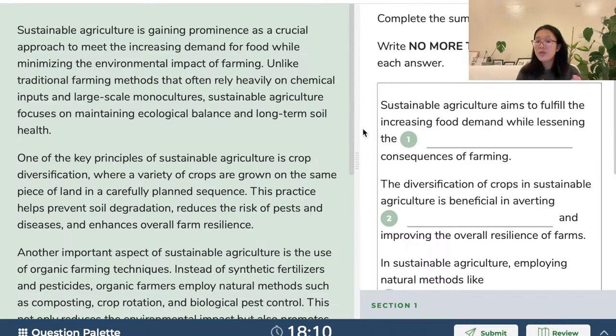If you write 3 words, even if 2 of those words are the correct answer, it is not counted as a correct answer. Okay, so remember, you can write only 1 word or 2 words. You cannot write more than 2 words. And you cannot write numbers here because according to the instruction, you cannot. You can only write no more than 2 words. So keep that in mind.